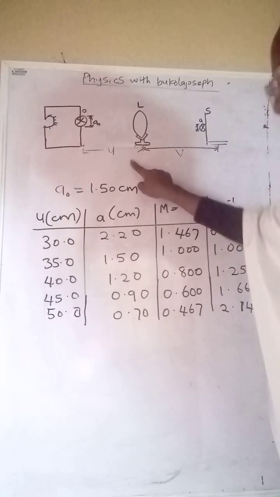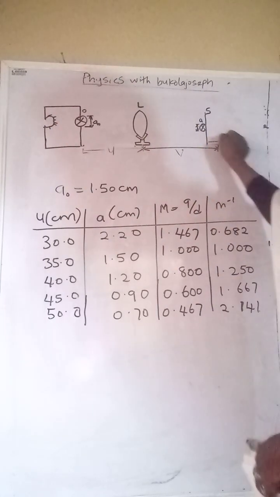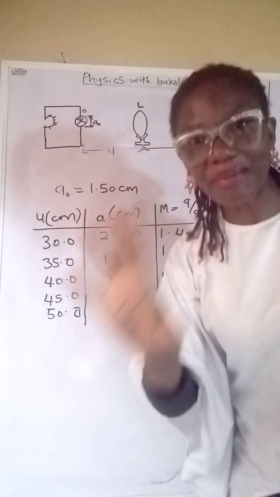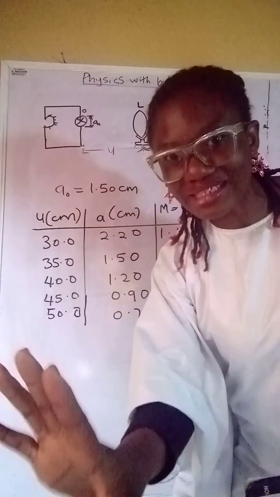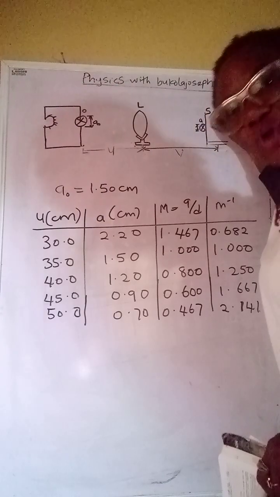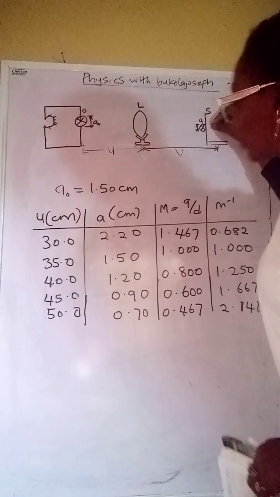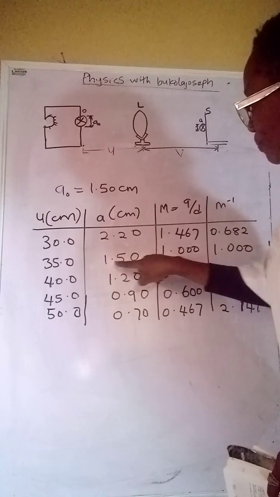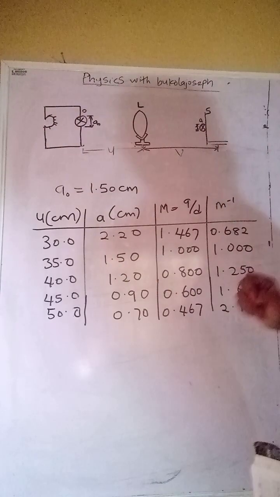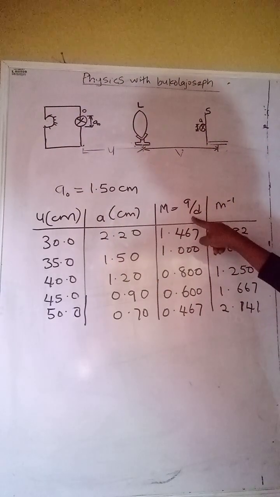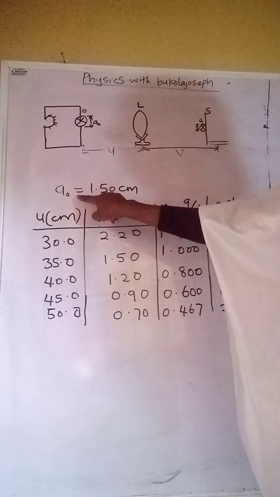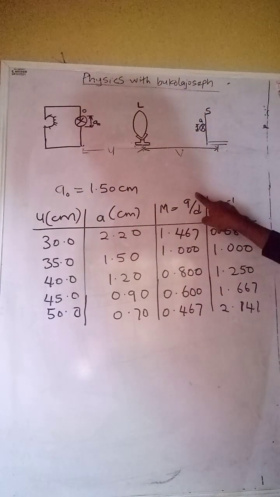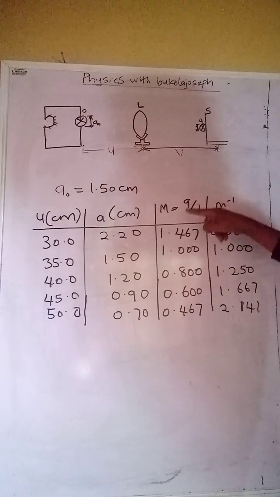Once you have done that, the next thing is to adjust the screen until a sharp image is formed. Once a sharp image is formed, you measure this image on the screen. Once you have measured the image on the screen, you record it. You can see they have 1.5. Now this m is what? A over d. That's what you measured here.